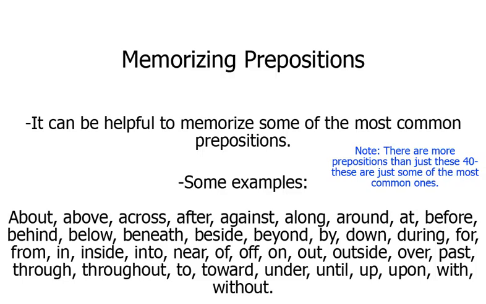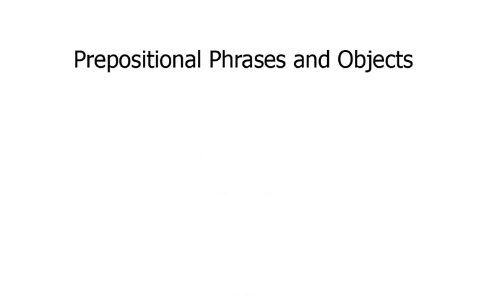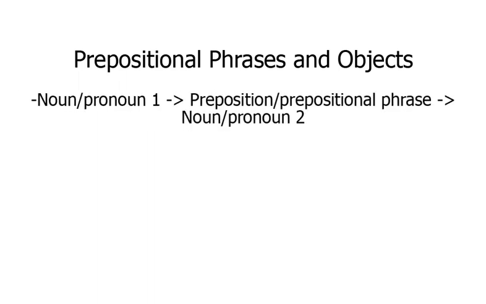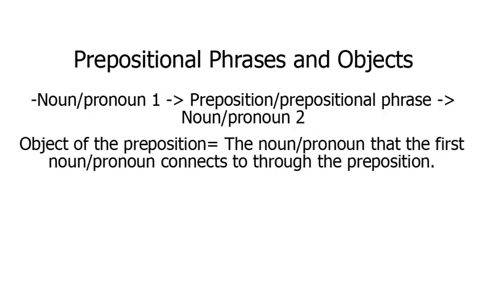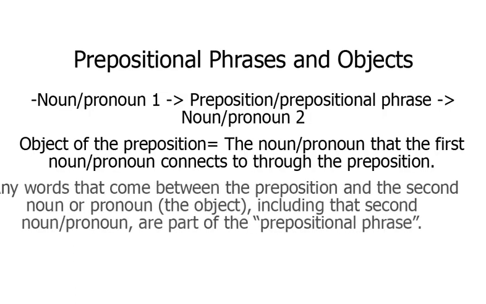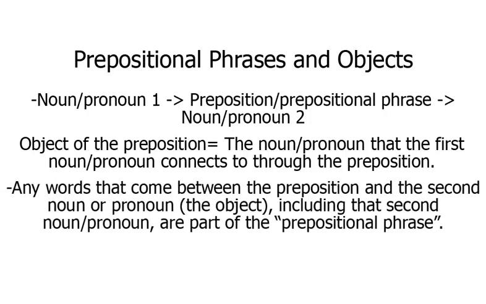Finally, let's talk about prepositional phrases and objects. I've said a few times now that prepositions tell us the relationship between two nouns or pronouns, in a formula that usually goes something like noun or pronoun 1, then a preposition or a prepositional phrase, and then noun or pronoun 2. In addition, that second noun or pronoun is what we call the object of the preposition. It's the thing that is connected to the first noun or pronoun. Any words that come between the preposition and the second noun or pronoun, including that second noun or pronoun, are part of what we call the prepositional phrase.